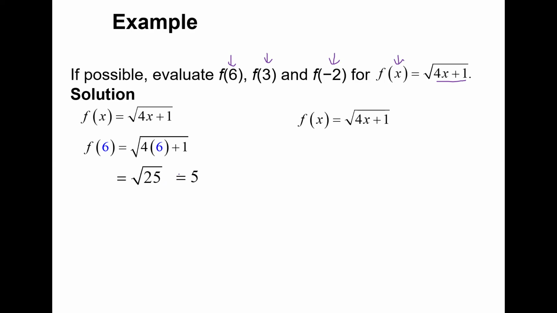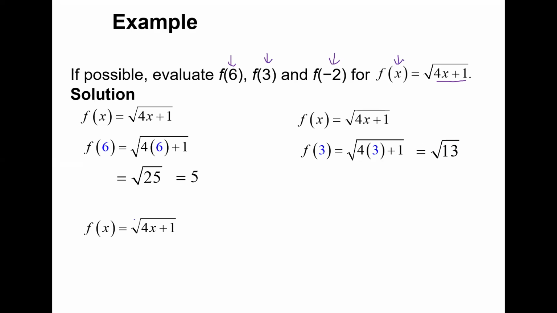Not a problem. What about 3? Well, 3 times 4 is 12, plus 1 is 13, so square root of 13. Now, it didn't say use so many decimal places, so we're going to leave it as the most precise answer, which is the square root of 13.